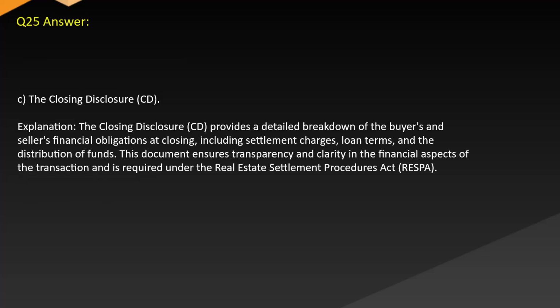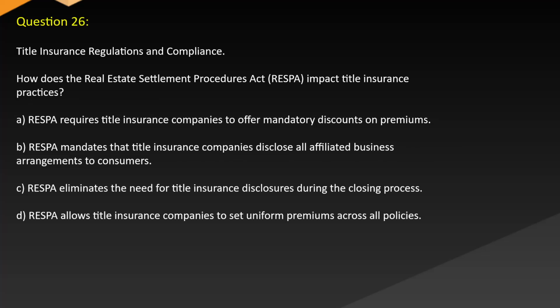Answer: C. The closing disclosure. Explanation: The closing disclosure (CD) provides a detailed breakdown of the buyer's and seller's financial obligations at closing, including settlement charges, loan terms, and the distribution of funds. This document ensures transparency and clarity in the financial aspects of the transaction and is required under the Real Estate Settlement Procedures Act (RESPA).